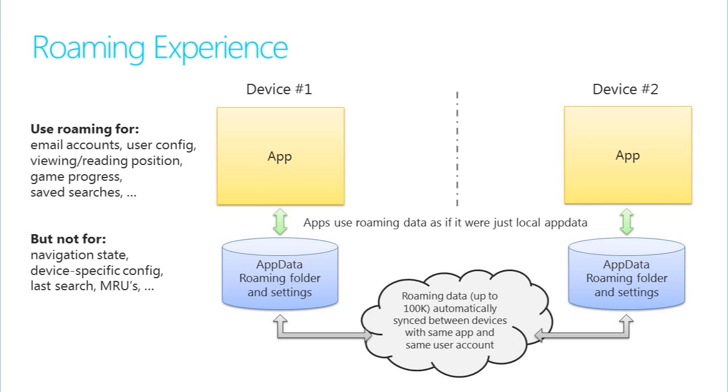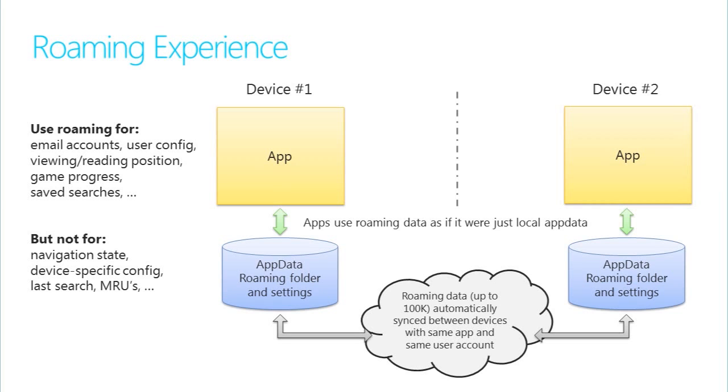With roaming, Windows 8 adds an exciting feature whereby roaming app state up to 100K is automatically duplicated on other devices where the same consumer is logged in. This helps create transparent app experiences as the consumer moves between those devices. Some great uses of this are to roam email account settings, user configuration settings like a profile picture, the viewing position of a video, the reading position in a book or magazine, progress in a game, saved searches, and so on. Many settings that appear in an app's setting panels are often good candidates for roaming.